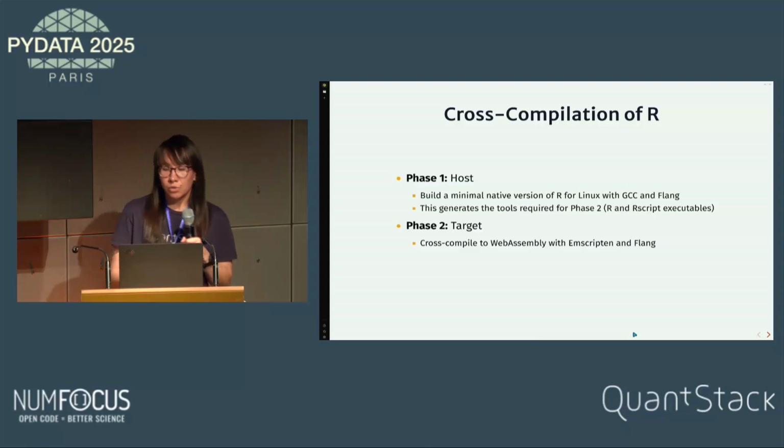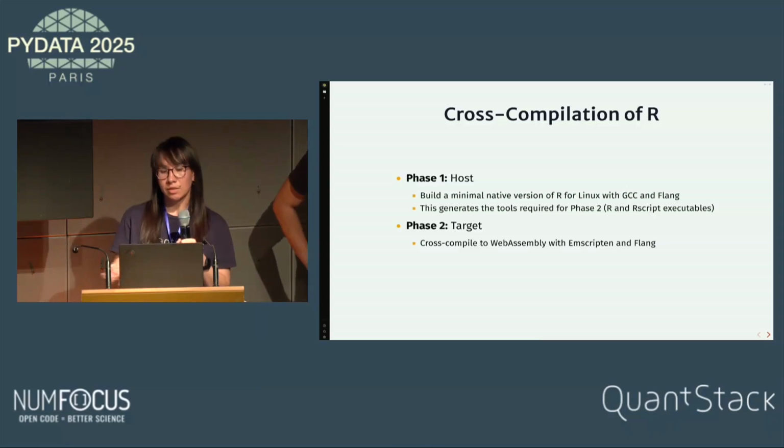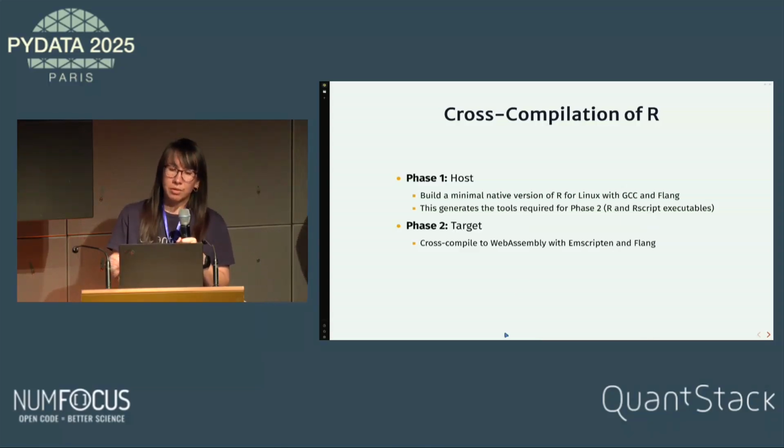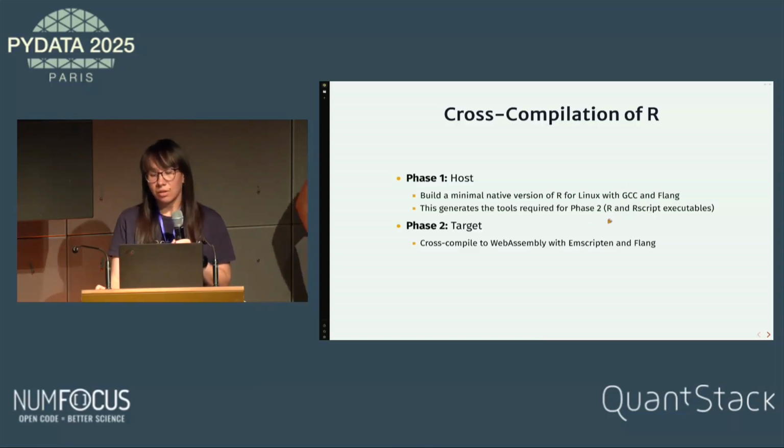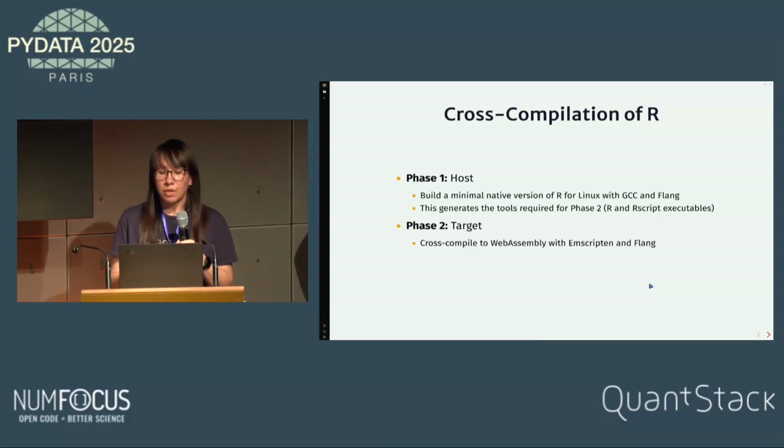Now going back to R, cross-compilation of R is not enabled by default, so we had to take a bootstrap approach. We had to do it in 2 phases. In the first phase, we built a minimal version of R so that we could generate some of the tools we need to generate more files in the build process. These are the R and Rscript executables. Then in the second phase, this is when we actually cross-compile to WebAssembly using Emscripten and the patched Flang package.